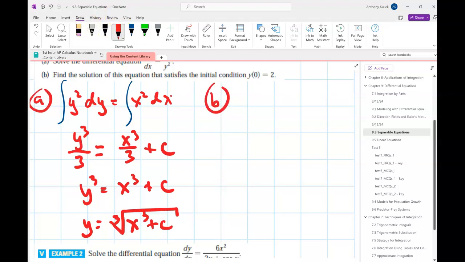Part B says then to find the solution that satisfies the initial condition y of 0 equals 2. So when it says find the solution that satisfies the initial condition, what it's asking you to do is solve for c. So y of 0 equals 2 tells me that I should plug 0 in for x, and 2 in for y.